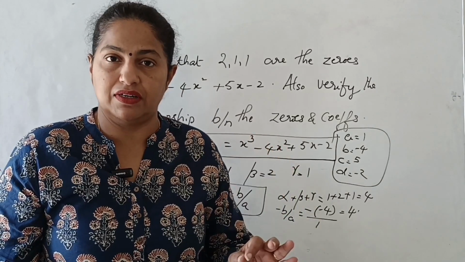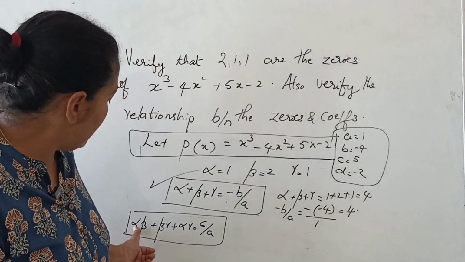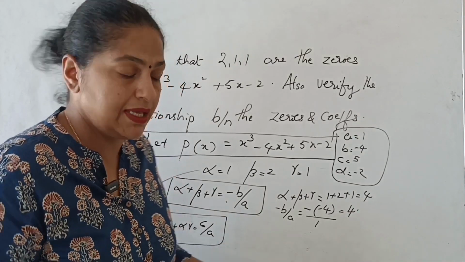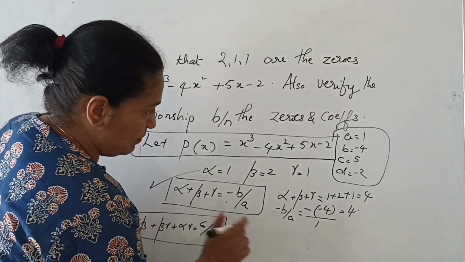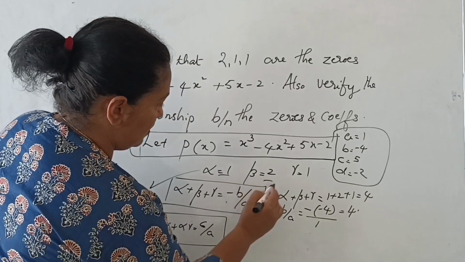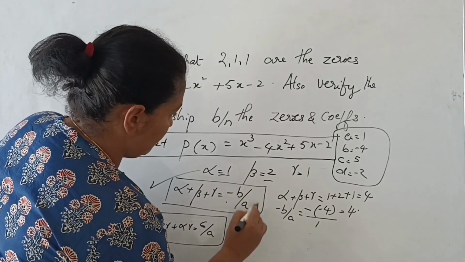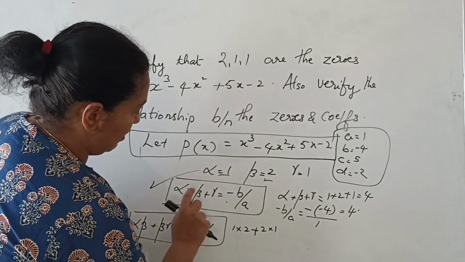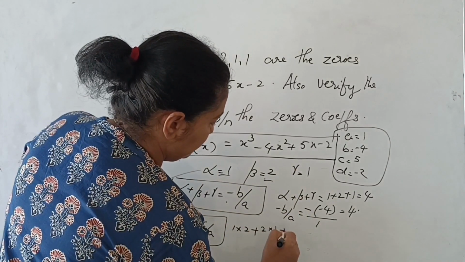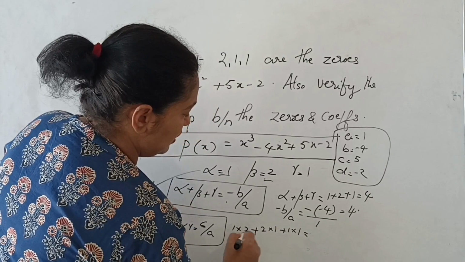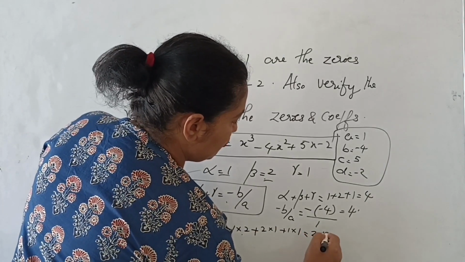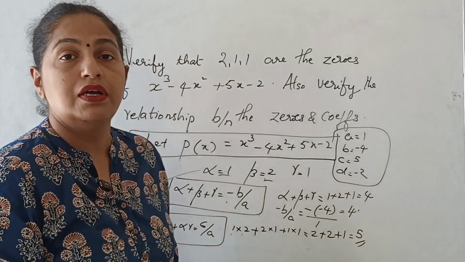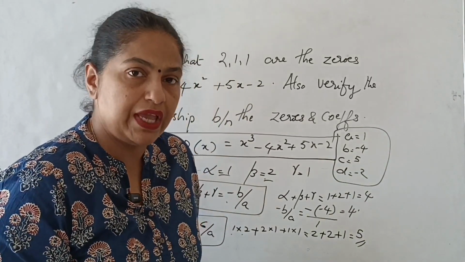We do the second one. We need to see if alpha beta plus beta gamma plus alpha gamma is equal to c by a. So what is alpha into beta? 1 into 2 plus beta into gamma, 2 into 1 plus alpha into gamma is 1 into 1. So what am I getting? 1 into 2 is 2. 2 into 1 is 2. 1 into 1 is 1. So you get 5. Okay.